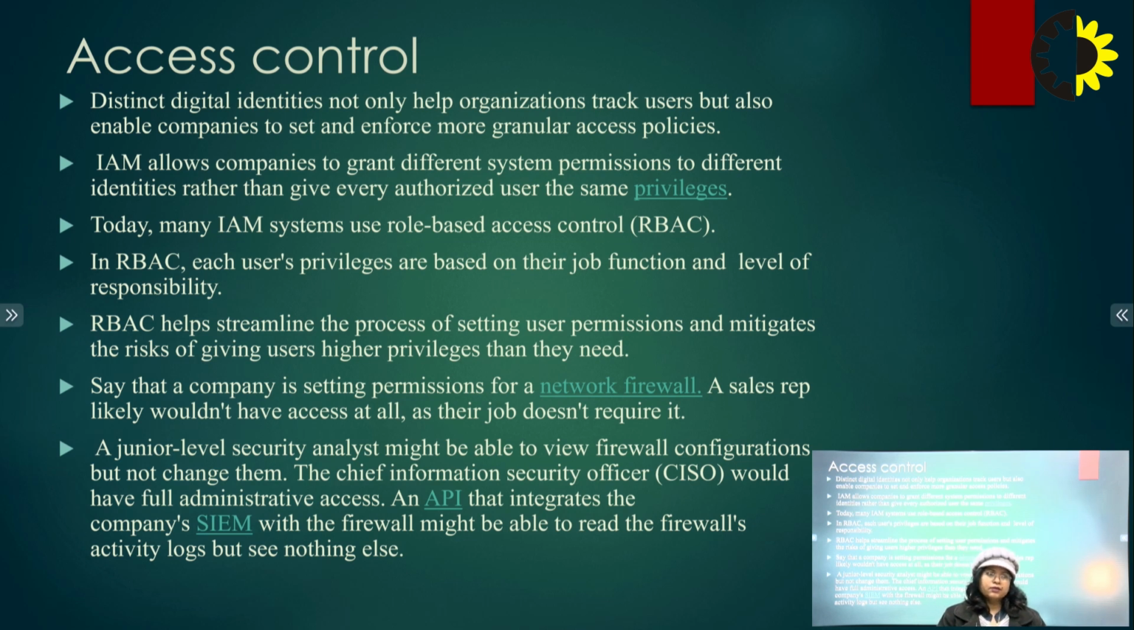But if we move to the higher level, if there is a chief information security officer, CISO, then he would have full administrative rights. He can see the settings, he can change the settings. An API that integrates the company's SIEM with the firewall might be able to read the firewall activity logs, but it sees nothing else. So, based on the level of jobs, we assign the rights to access the resources and rights to modify the resources. So, this is the access control.